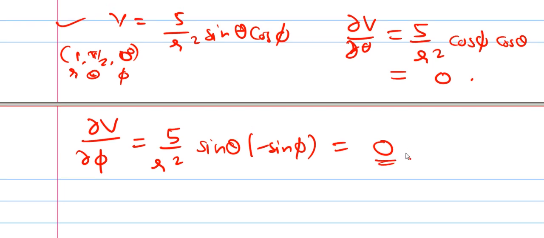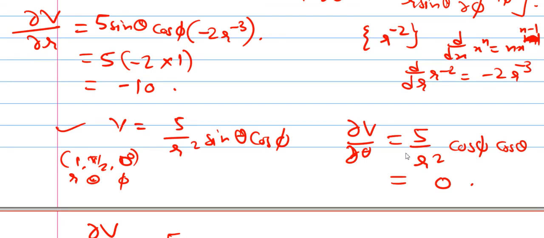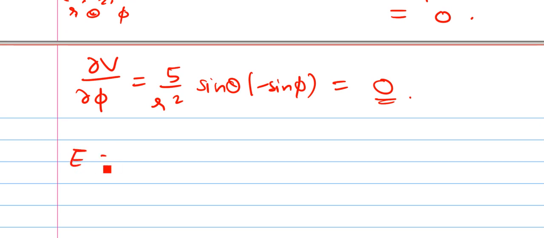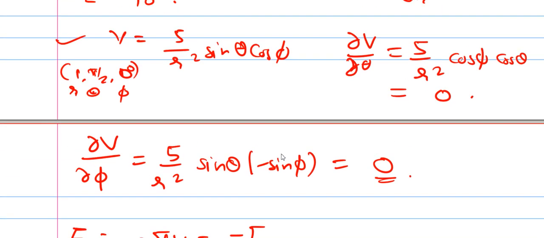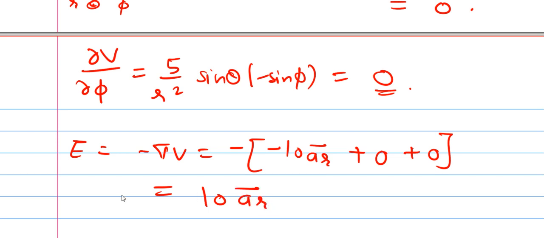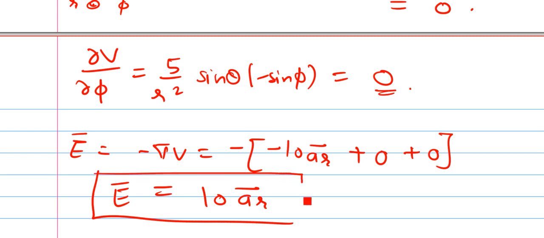So we got all the values now. We can substitute in the given equation. So our electric field E equals minus of del V, equals minus of, first ∂V/∂r, whose value is minus 10, A r vector, plus 0 plus 0, because ∂V/∂phi is 0 and ∂V/∂theta is also 0. So the final answer is 10 times A r vector. So this is the answer for the electric field for this question.